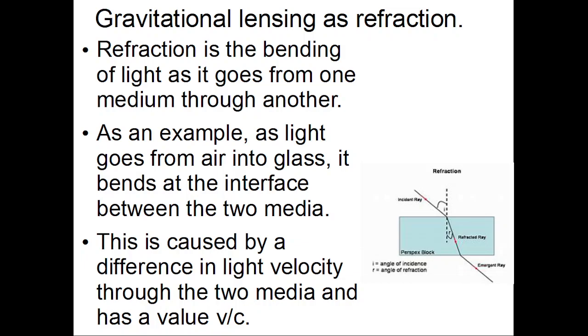Another concept that came out of relativity is gravitational bending. In a way, gravitational bending is similar to refraction, the bending of light as it goes from one medium to another. For example, as light goes from air into glass, it bends at the interface between the two media. This goes by difference in light velocity, and we assign a value to it, the ratio between the velocity of light in the media divided by the speed of light in space. And here's the kicker. The index of refraction for space around the Earth as compared to intergalactic space has a name. It's called stellar aberration.